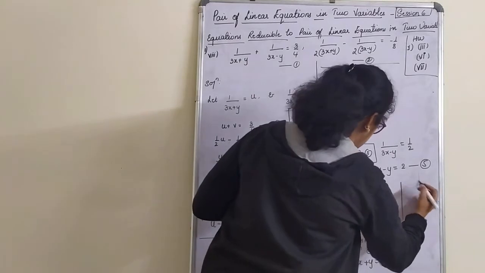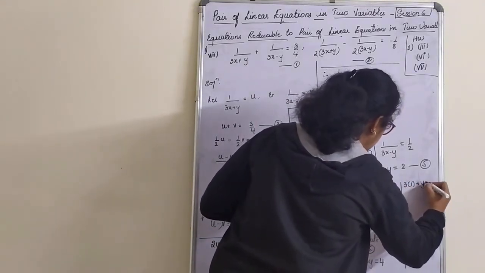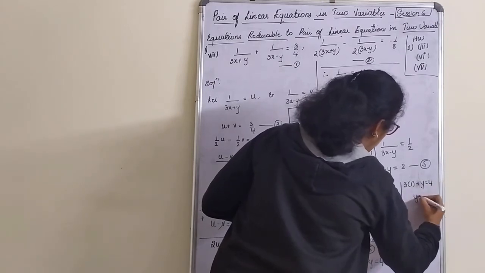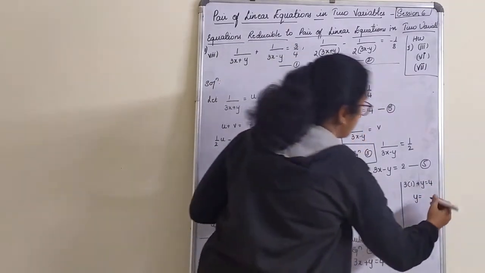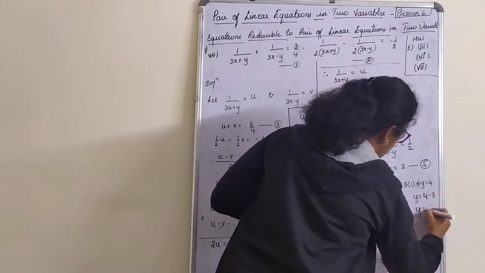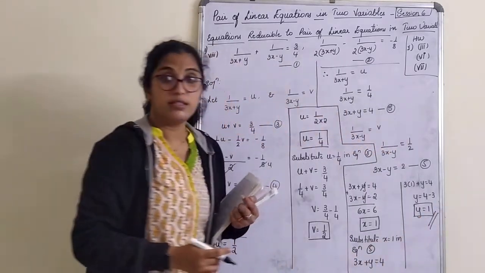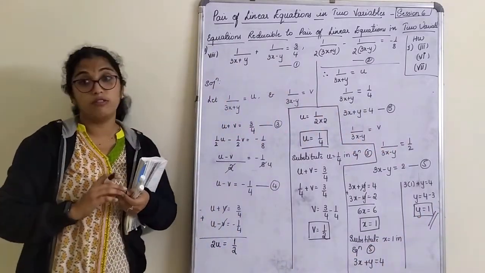The last part, x is equal to 1. 3 into 1 plus y is equal to 4. So y is equal to 4 minus 3, y is equal to 1. So x is equal to 1 and y is also equal to 1.